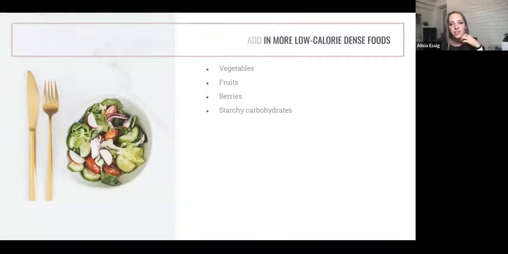Starchy carbohydrates are next. Now, you cannot survive off of vegetables and fruits alone. You will go so hungry. So you need a starch. You need to feel full. And I know a lot of you may be afraid of starches because they increase your insulin levels. But remember how we talked about, if you can keep your fat down, then insulin can actually do its job more properly and be more effective. And it can actually improve your insulin sensitivity.